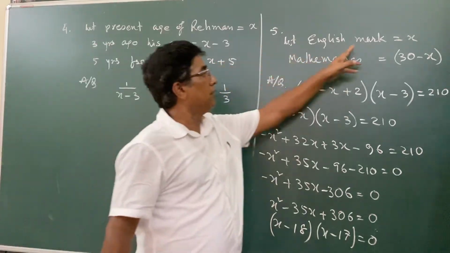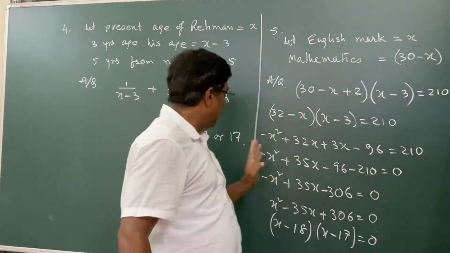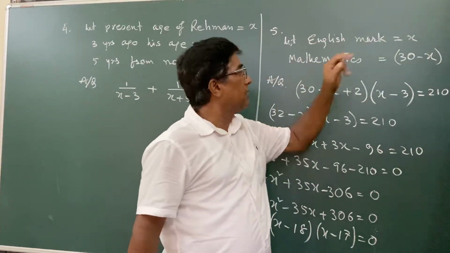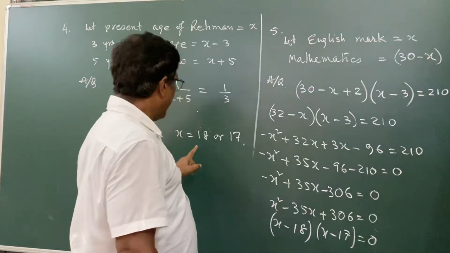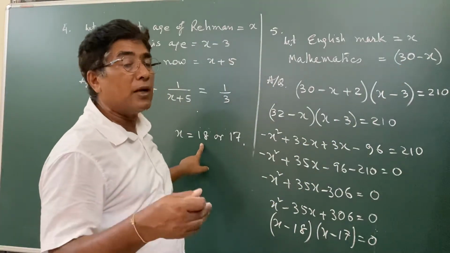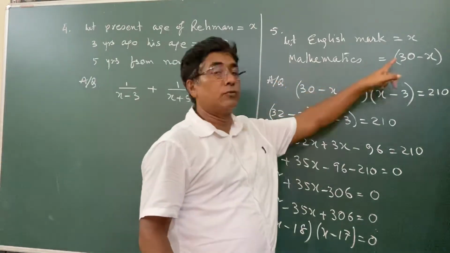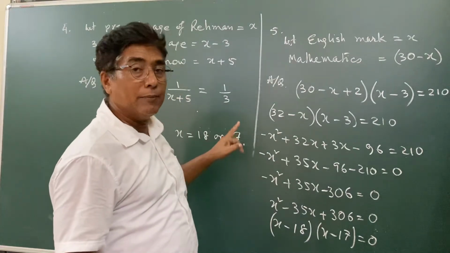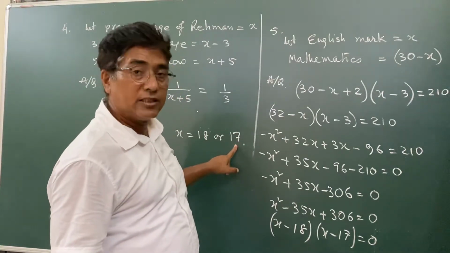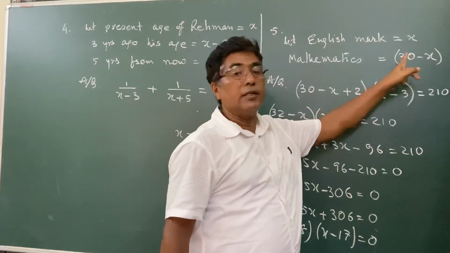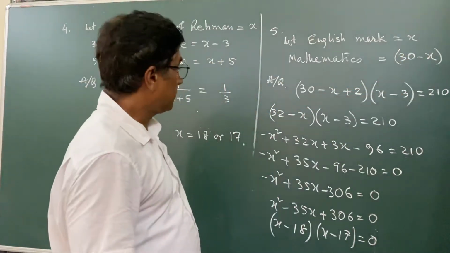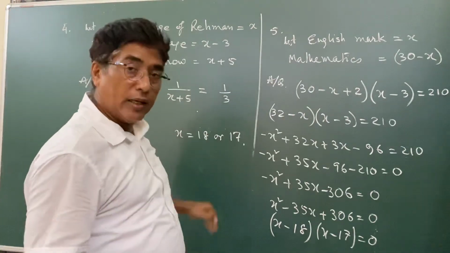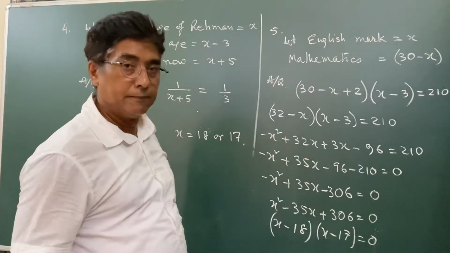Now what is x? Marks in English. So you are getting 2 types of answer. Had she got x in English, mathematics will be 30 minus x. So when x is 18, that means if her English marks is 18, then mathematics marks will be 12. 30 minus 18. And had she got 17 in English, then mathematics marks will be 30 minus 17, that is 13. Okay. So 2 pairs of answer. 18 and 12 or 17 and 13.